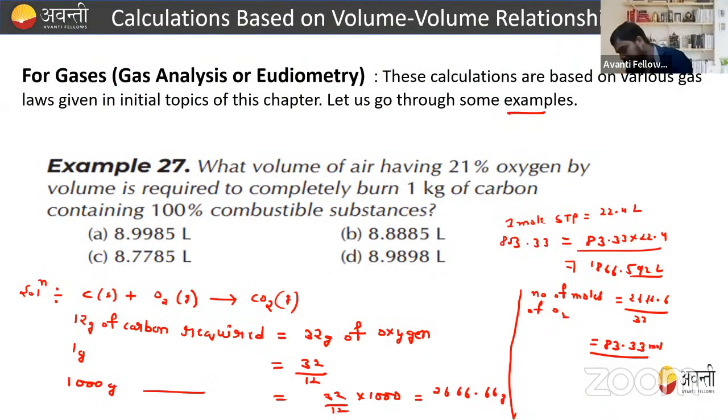So I hope this is clear to you. How will you calculate? So which one is the correct answer, beta?